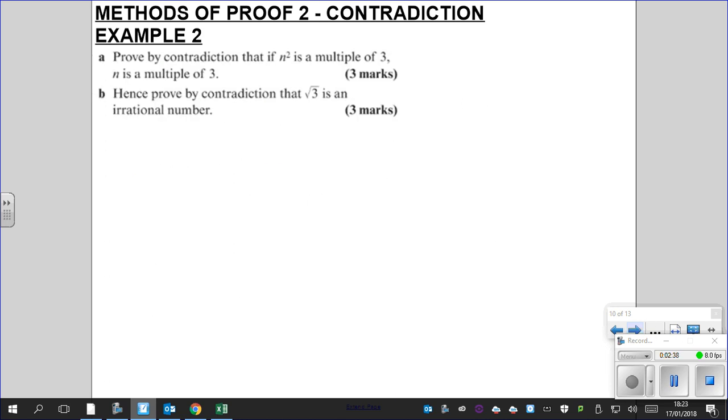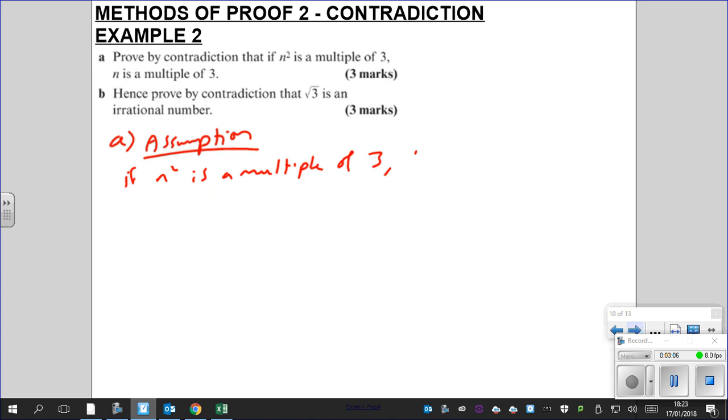Let's try that again. So it says, prove by contradiction that if n squared is a multiple of 3, n is a multiple of 3. Right, okay. A little bit more difficult this time. So we start off with an assumption. Again. So we're saying that if n squared is a multiple of 3, then by contradiction we pick the opposite of that. So then n is not a multiple of 3. Okay?